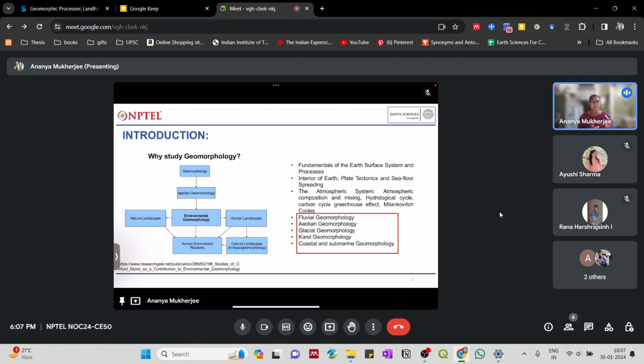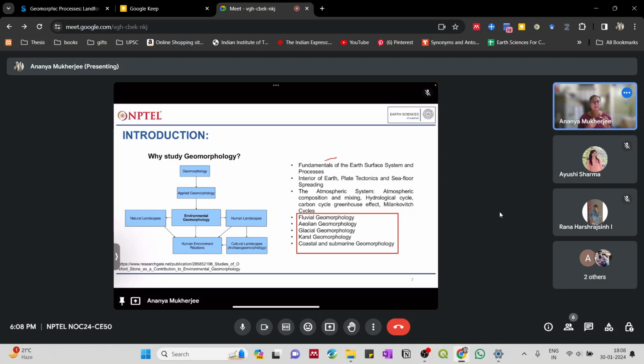So, in a brief outline, we will first do the fundamentals of Earth's surface system. The entire Earth system is actually made up of different individual systems. They all work in harmony, in relation to each other. So we will try to understand how each of the systems interacts with the others, for instance how the atmosphere and hydrosphere act together.